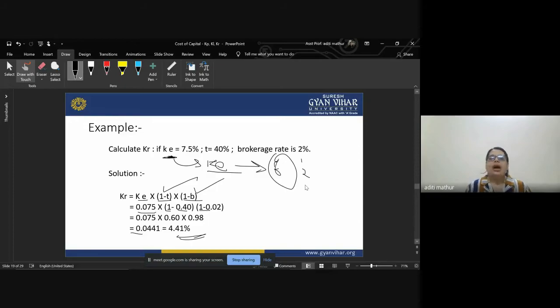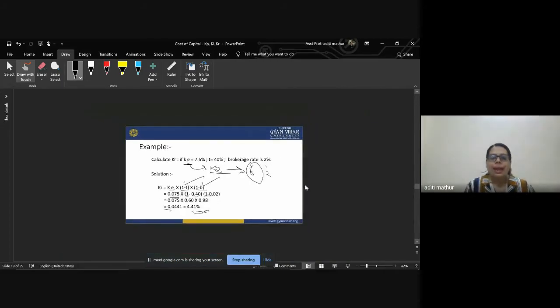Now let us have a quick recap on what we have studied till now. Trust me, we have studied all the formulas somewhere down the line related with the different long-term sources of finance available to a company. So let us have a quick recap.